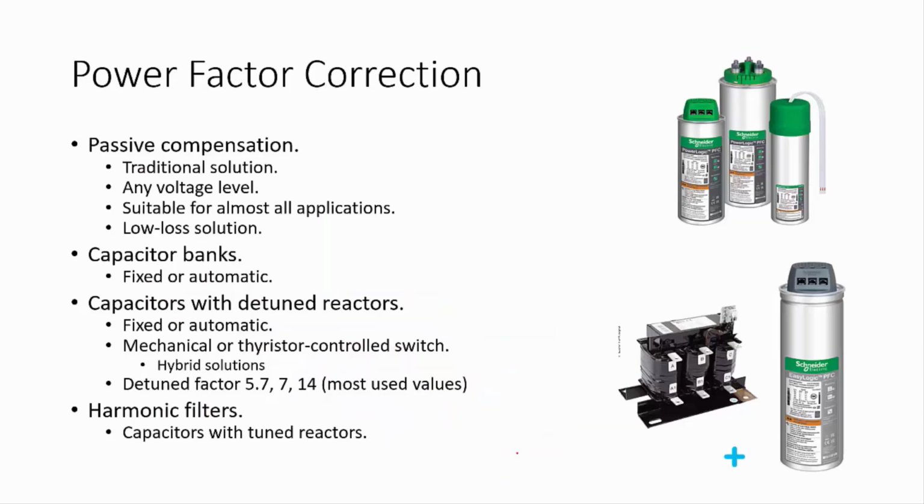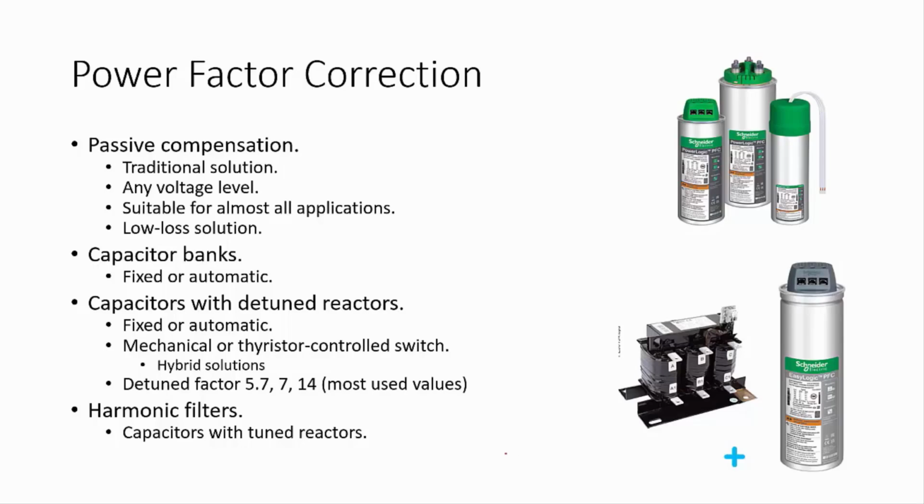Now, when we talk about power factor correction, we can mainly talk about two kinds of solution: passive and active compensation. Passive compensation is the traditional solution, which works on capacitors and reactors, and that's pretty much it. It works at any voltage level. You can use it in low voltage, medium voltage, even high voltage. Utilities tend to use a lot of capacitor banks for the stability of the network and for voltage rise, and it's suitable for almost all applications. It's a low loss solution, which means it doesn't cost more in the long run, right?